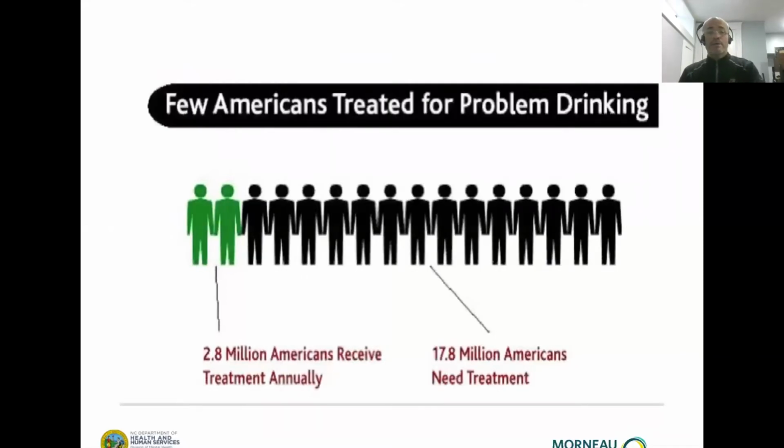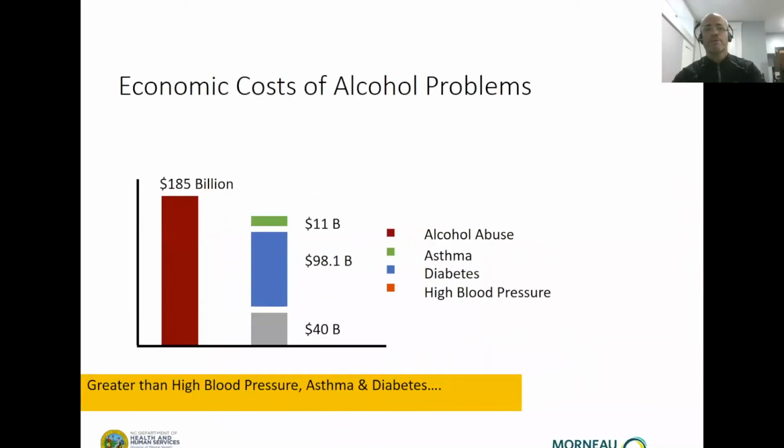Few Americans are actually treated for problem drinking. On average, 2.8 million receive treatment annually, while 17.8 million need treatment. That's why we're trying to make this fishnet bigger and stronger to capture those.